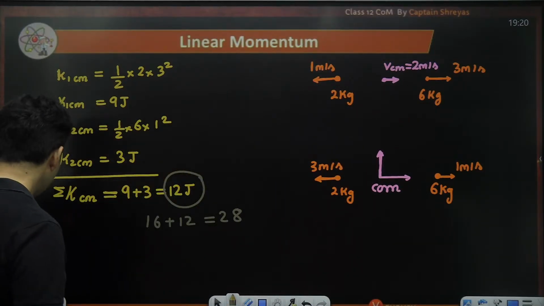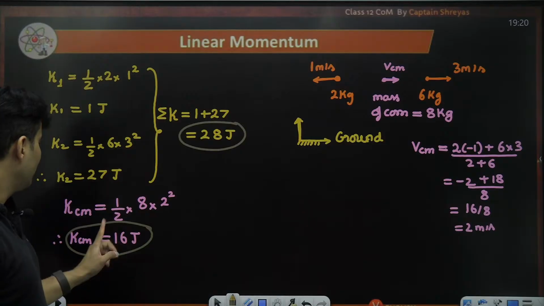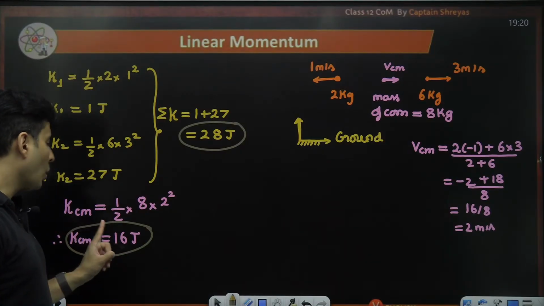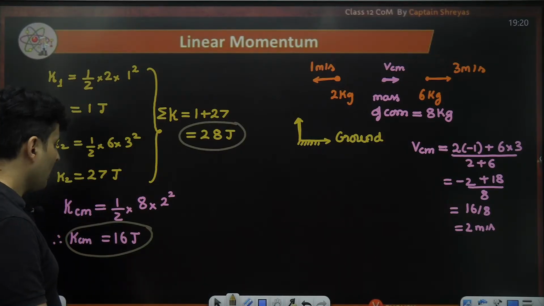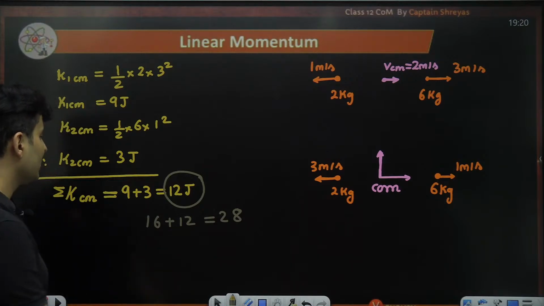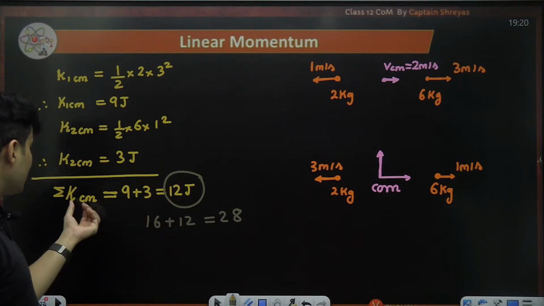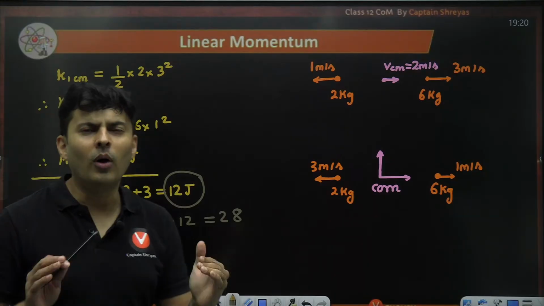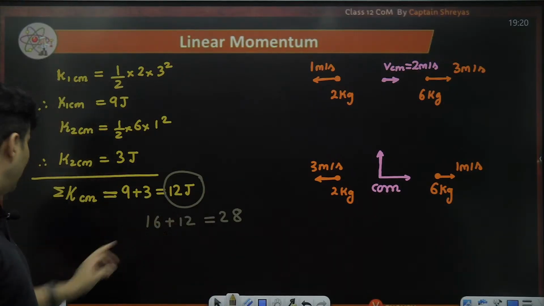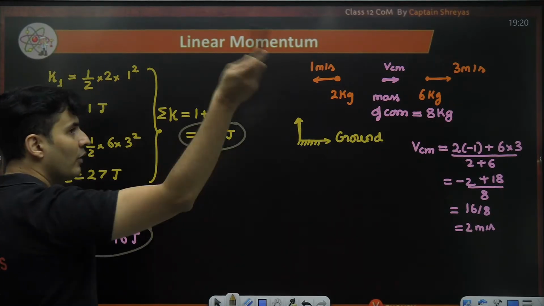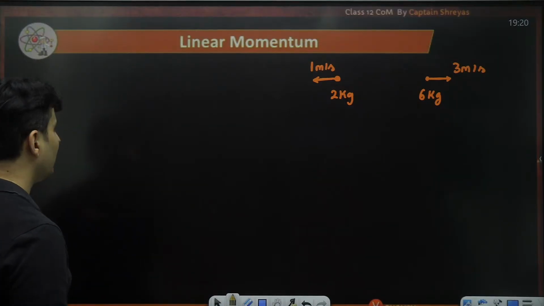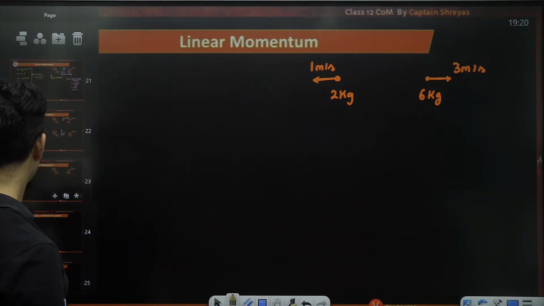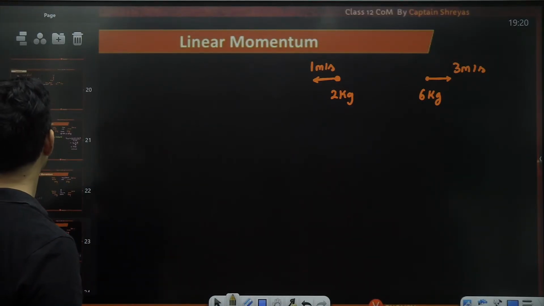Let's understand. 16 over here stands for the kinetic energy of the center of mass. So the kinetic energy of the center of mass plus the kinetic energy from the center of mass is the total energy. What a brilliant relationship. 28 is the total energy from outside. And that brings me to that final thing over here.